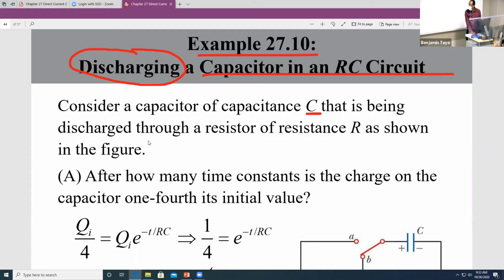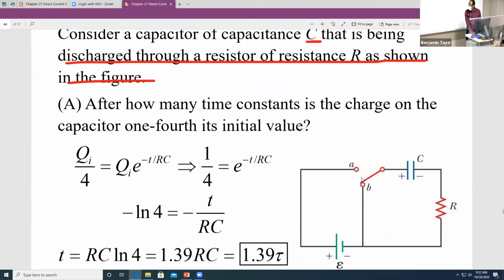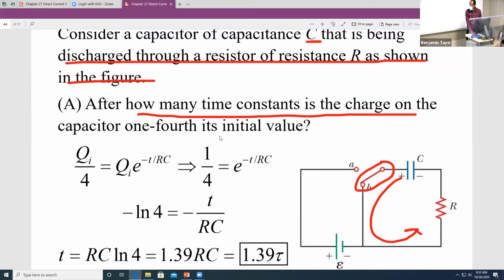capacitance of C, and this is being discharged through a resistor that has a value of R, as shown in this figure right here. So again, remember that when you discharge, you want to place a switch right there so that the capacitor can power this resistor. It says that after how many time constants is the charge in the capacitor 1/4 of its initial value?